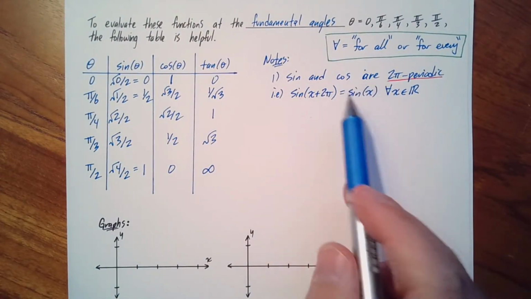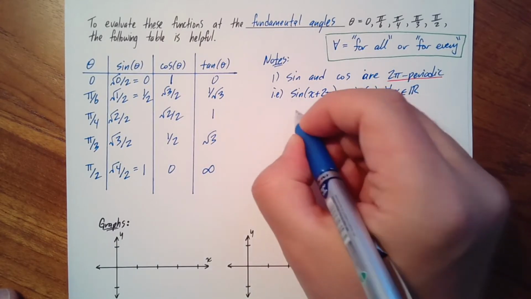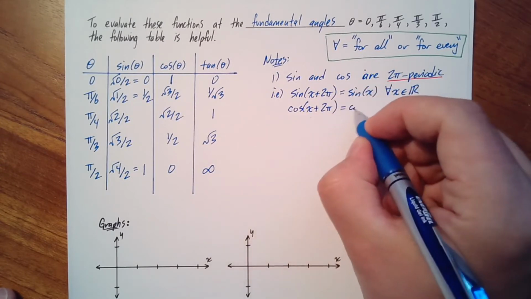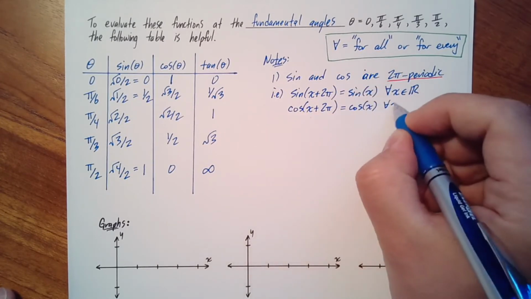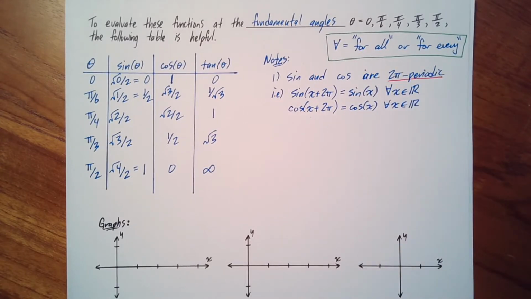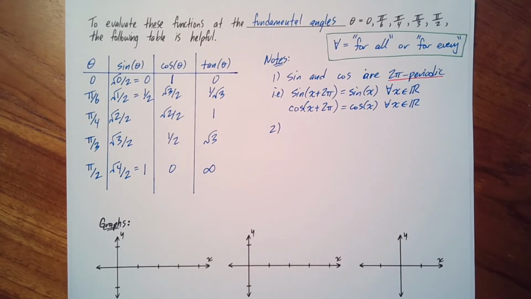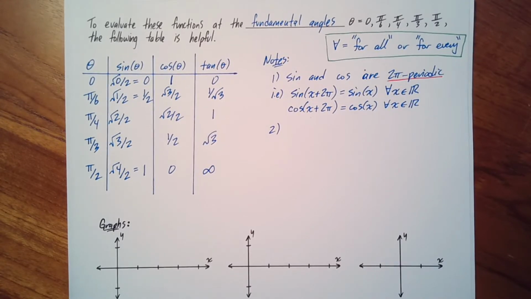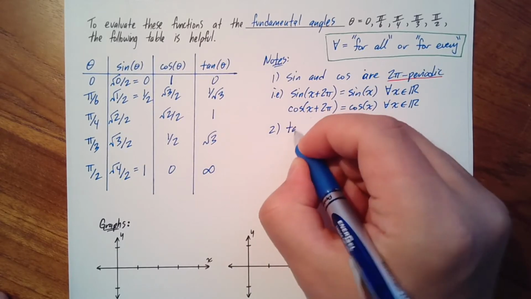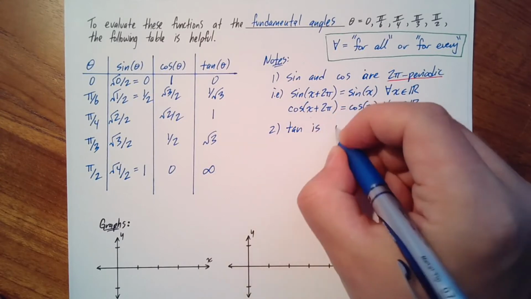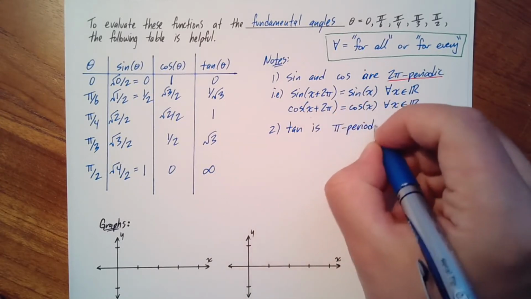But you could say the same thing about cosine. So let's just practice writing this down. For cosine, you'd have cosine of x plus 2 pi is equal to cosine of x, and that's also true for all x in the reals, for all real numbers x. And then the other note I'm going to make is about the tan function. You might guess that tan is 2 pi periodic as well. And in some sense it is. It does repeat every 2 pi, but you can actually say more. You can say that tan is pi periodic. It actually repeats more often than sine and cos. In fact, it repeats twice as often. So tan is pi periodic.